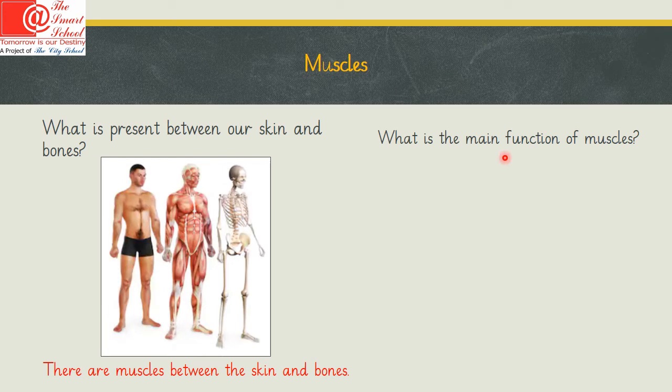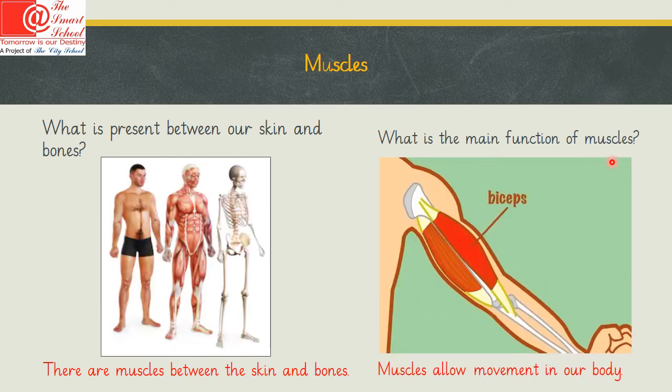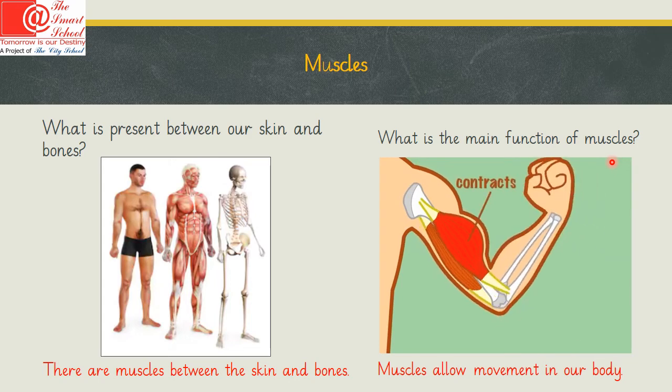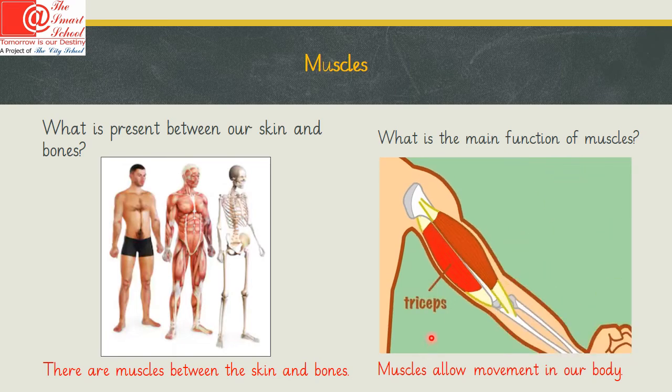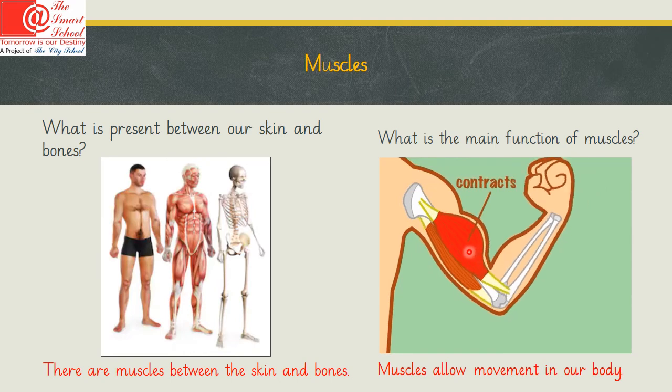What is the main function of muscles? It is to allow movement in our body. They allow movement through contraction and relaxation. Here you can see triceps and biceps. If one contracts, the other relaxes.